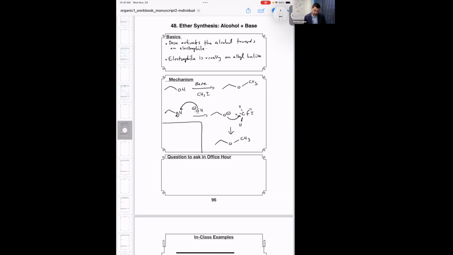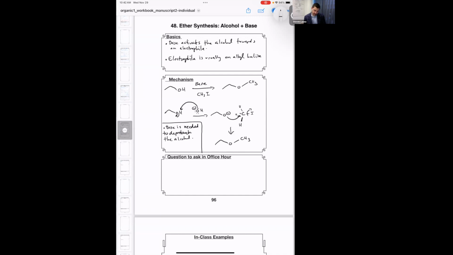So some things to remember: the base is needed to deprotonate the alcohol. In principle, this reaction could go without the base, but it would be much slower because alcohol is a much worse nucleophile than the alkoxide that results from the deprotonation.